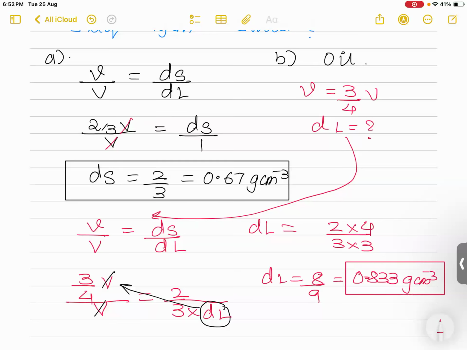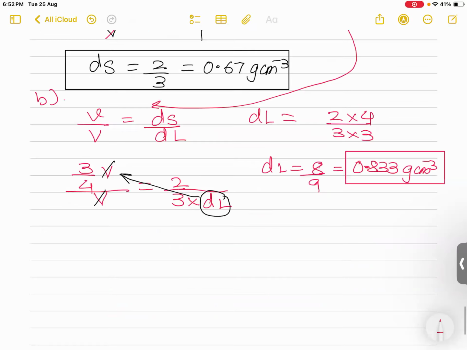We got it, Satvika? This is the B part, which I have tried. Let me try even the 8th one, and then we can make a note. Let's try the 8th one also.